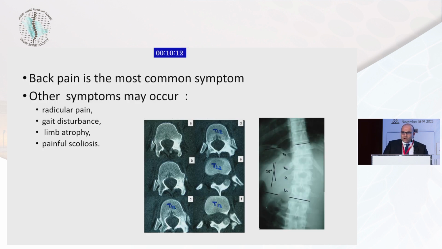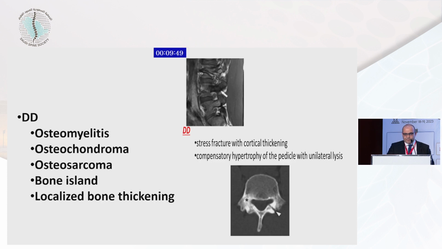Back pain is the most common symptom, and of course, it improves when giving the patient non-steroidal anti-inflammatory drugs at night. This is because in osteoid osteoma, the nidus tends to release prostaglandins, which stimulate the nerve endings inside the lesion. But other symptoms may occur, like radicular pain, gait disturbance, limb atrophy, and painful scoliosis.